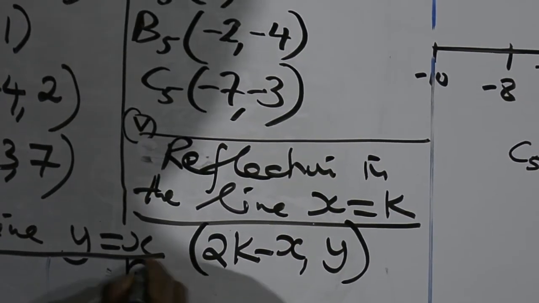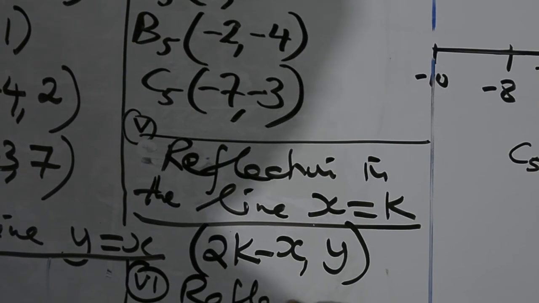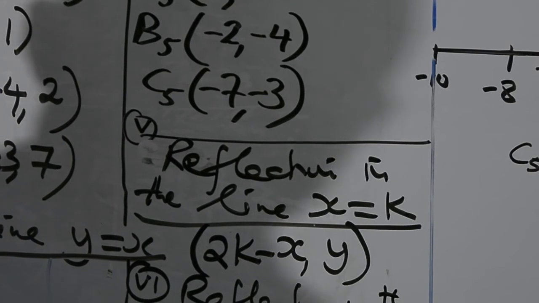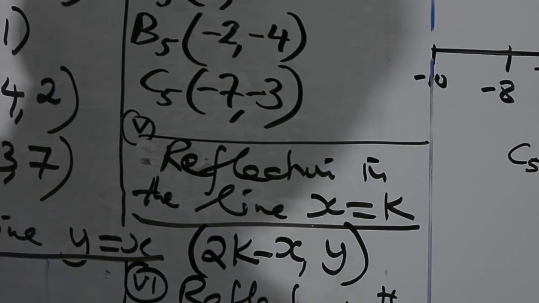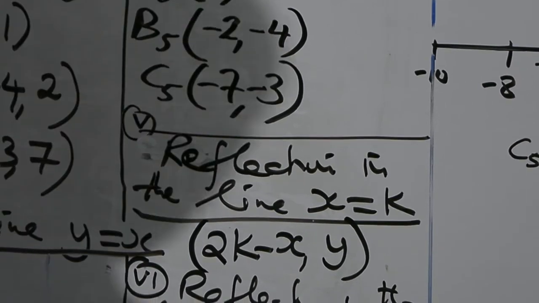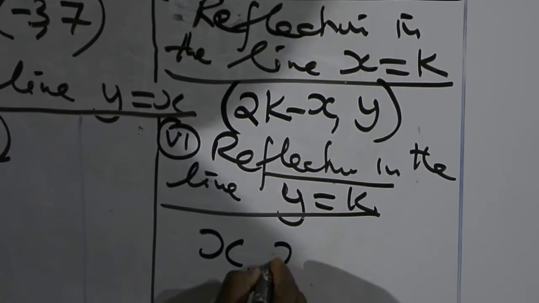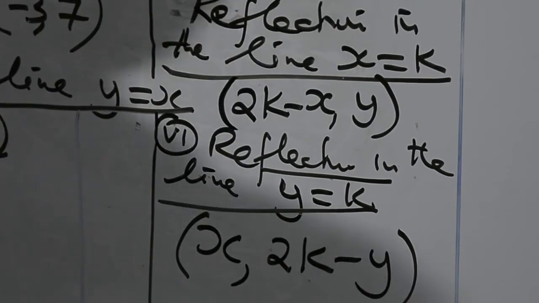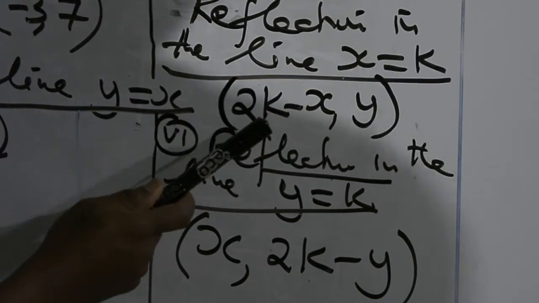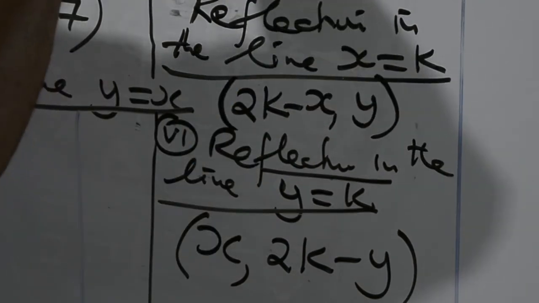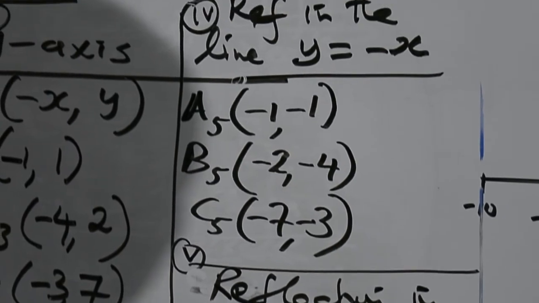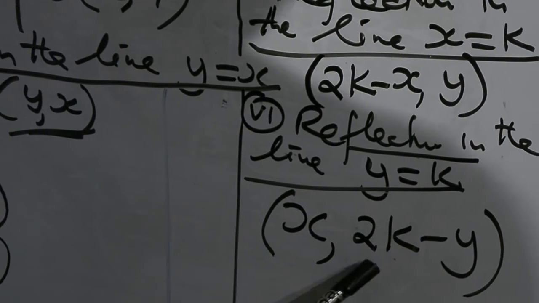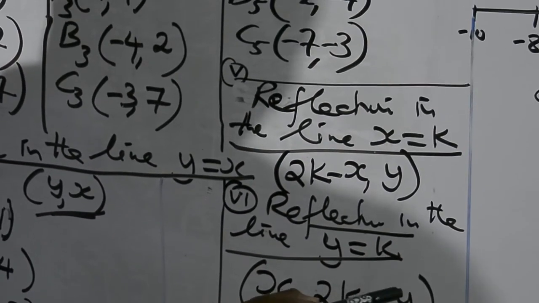So if I want to also reflect it in the line y equals a constant, this time the constant is on the y, so it becomes x comma, the x is not affected, but this guy is affected. So you now look at the formula there. In the reflection in the line x equals a constant, it is the x coordinate that is affected. This is 2k minus x. But if the reflection is in the line y equals k, it is the y-axis that is affected, 2k minus y. The constant goes on the y-axis.